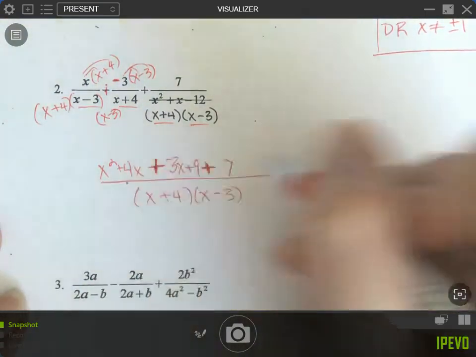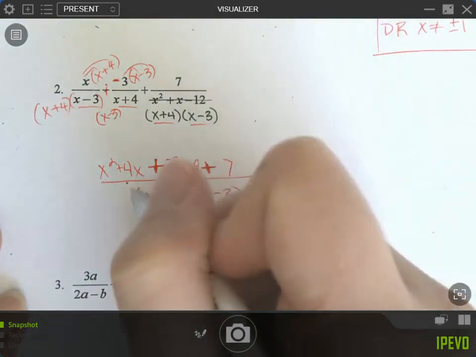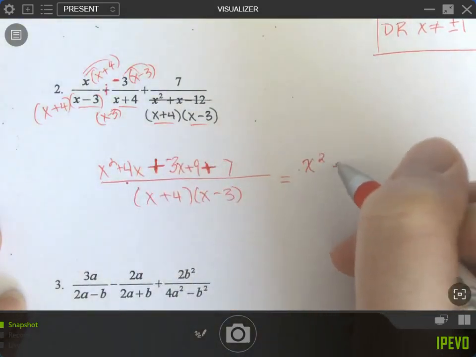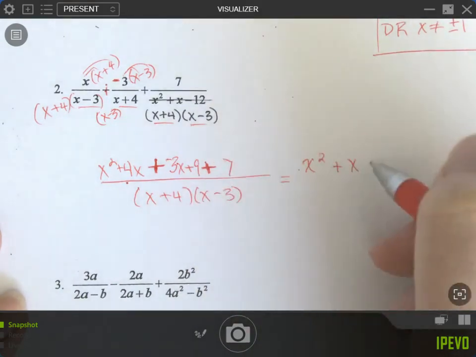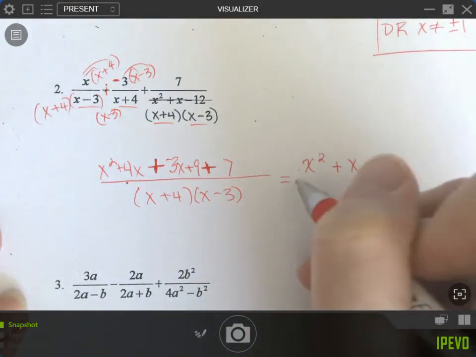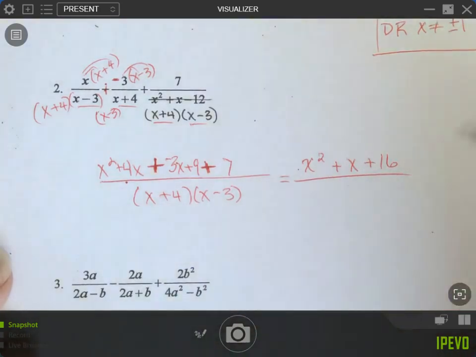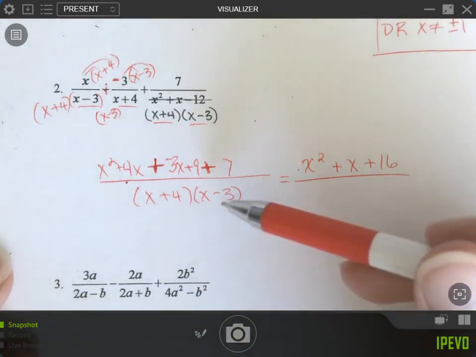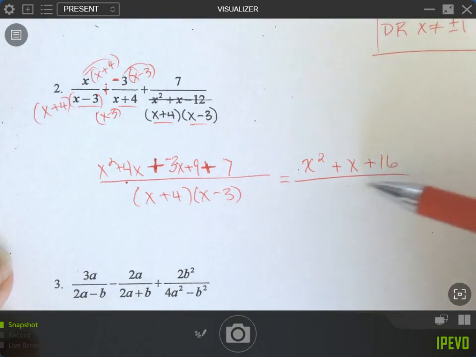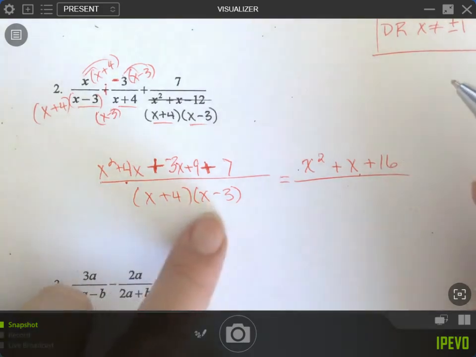Okay, I end up with x squared. 4x minus 3x is just 1x, or x. 9 and 7 is 16. Now, before I go any further and I bring my denominator over, does this factor? That's why I kept this factor. Are there factors of 16 that add up to 1? No, we're not going to find anything that factors. If it factored, I would factor and cancel. Since it doesn't, I'm going to put this back together.